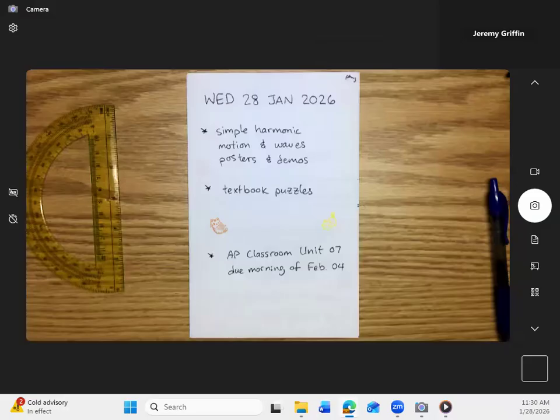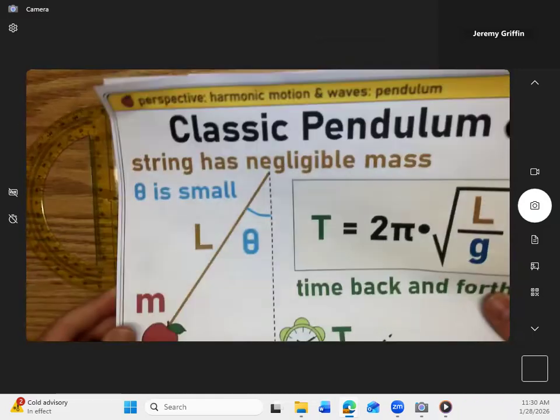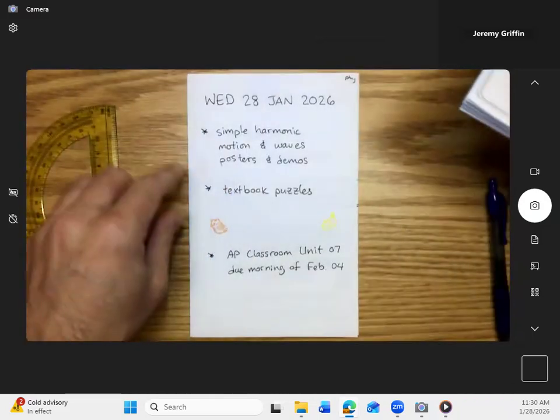Recorded is rolling. It is Wednesday, January 28th. So, gonna continue with simple harmonic motion. I got some posters here. I got some demos for you guys.